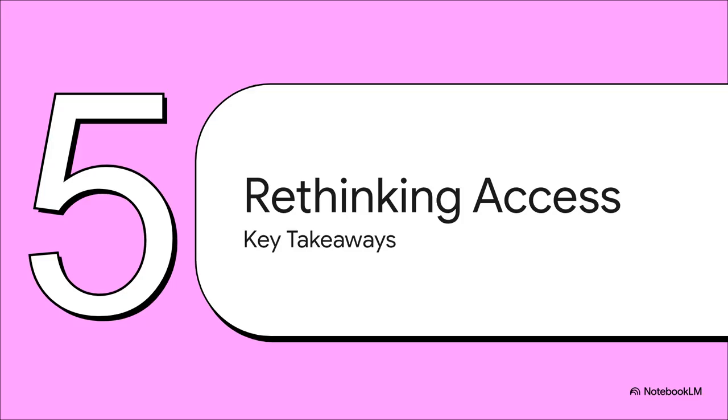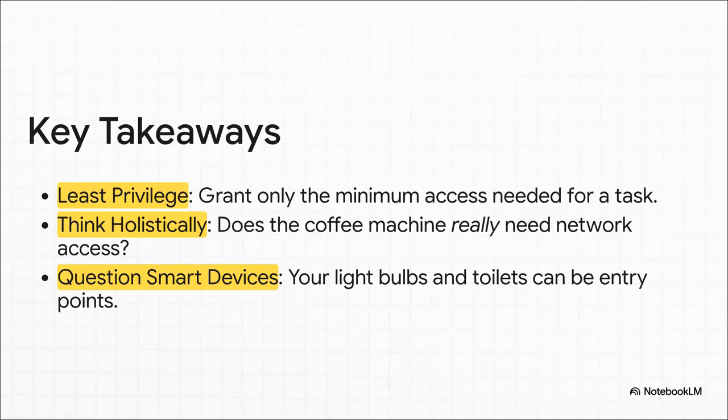So what are the big takeaways from all this? It really all comes down to rethinking what access even means for every single device we decide to connect to a network. So here are the key things to remember. First, the principle of least privilege is king. Only give the absolute minimum access needed to do a job and not an inch more. Second, you have to think about everything. What's plugged in out in the lobby? Does that fancy smart coffee machine really need to be on the main corporate network?